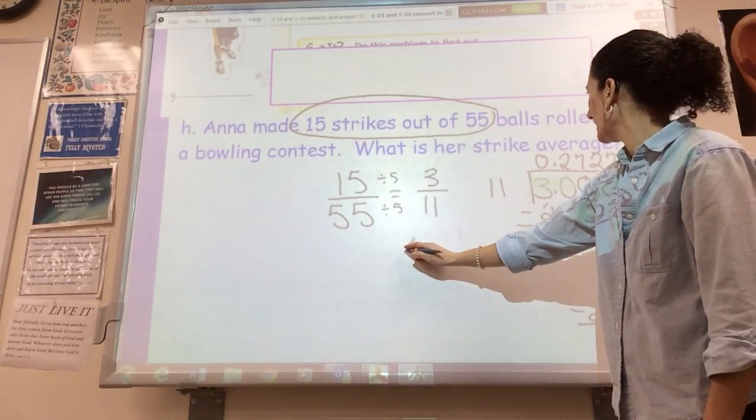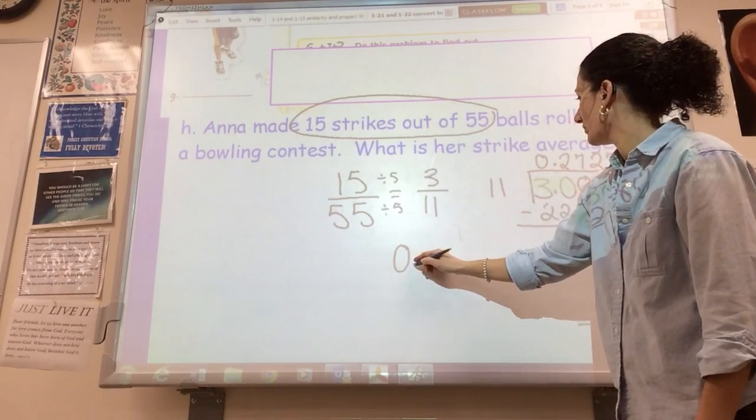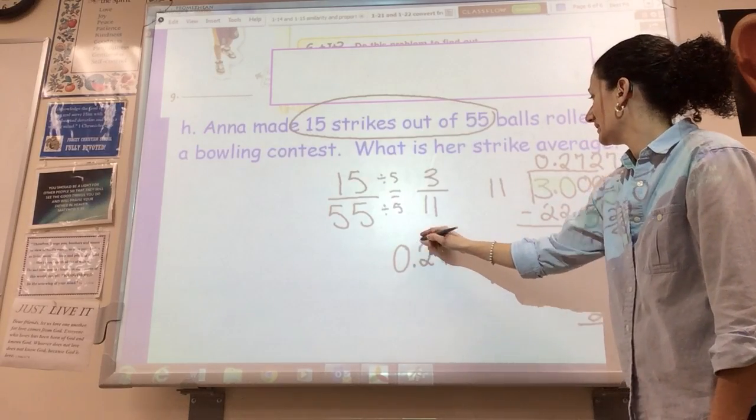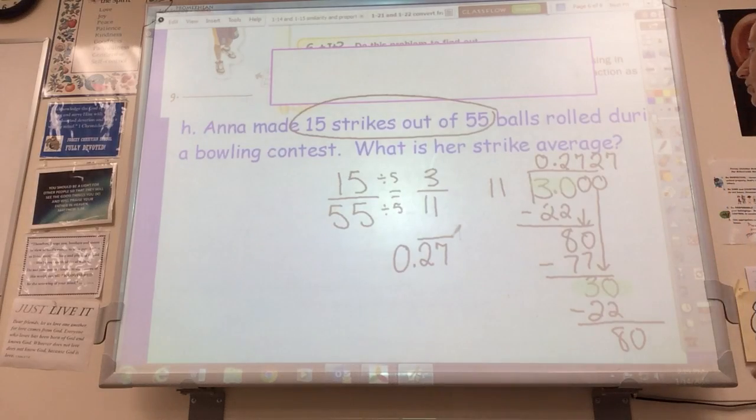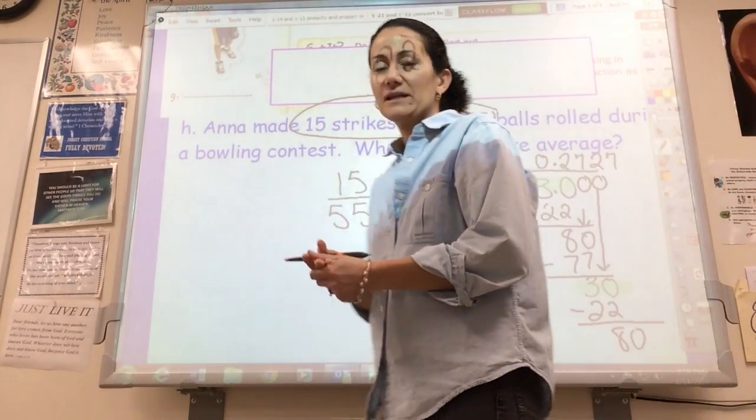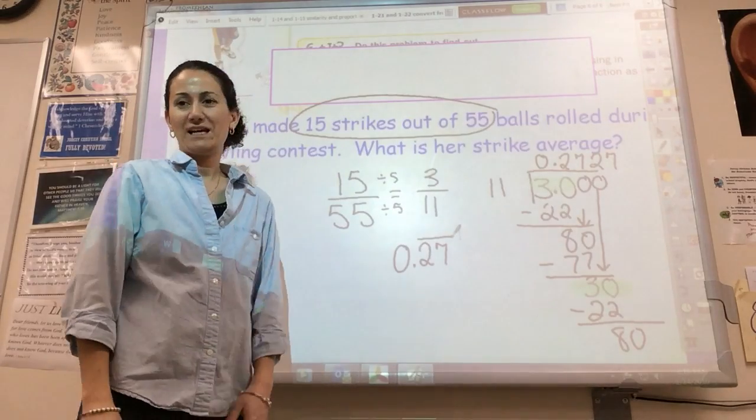So Anna's bowling average is 0.27 repeating. We can write it like that, or we could round it to the nearest hundredth, in which case it would be 0.27. Read directions carefully on your homework to see if it's asking you to round or asking you to write your answer as a repeated decimal with bar notation.